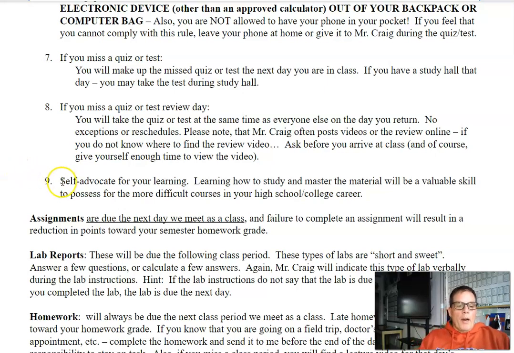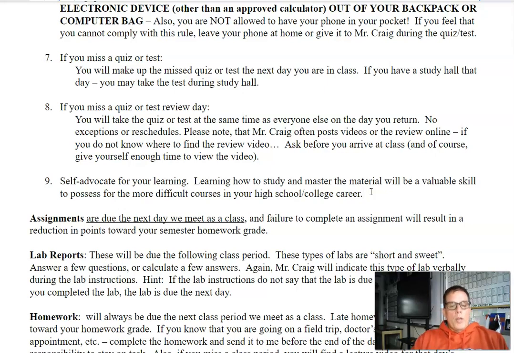This big one right here, be a self-advocate for your learning. Okay? What that means is that you have to look out for number one, you. So if you are not able to take care of yourself, the others that love you very dearly and take care of you outside of the school, they're not going to help you in this class. They're not going to be able to take the test for you or take the quiz for you or do the homework for you. You need to learn to be a self-advocate, especially if you want to go to college. Not everybody has to go to college.